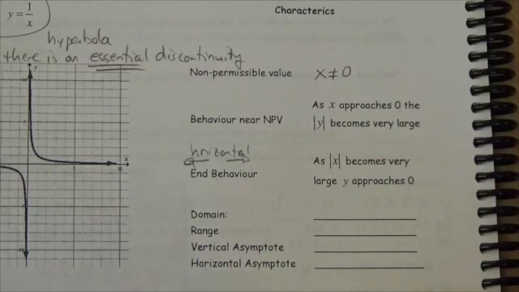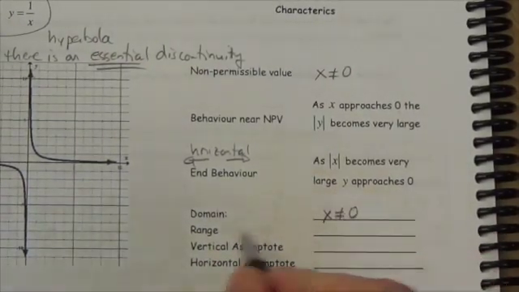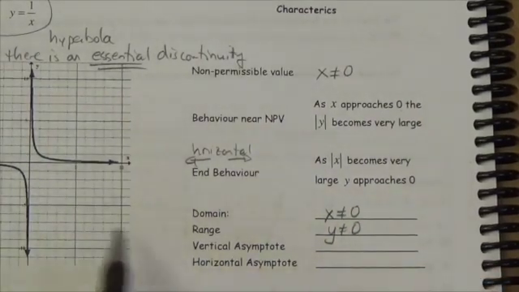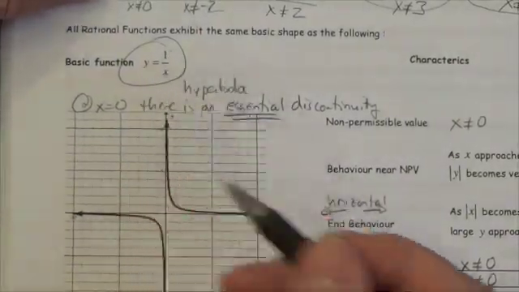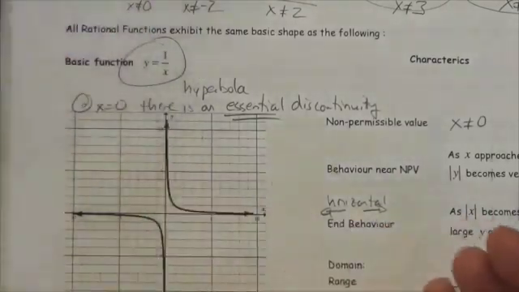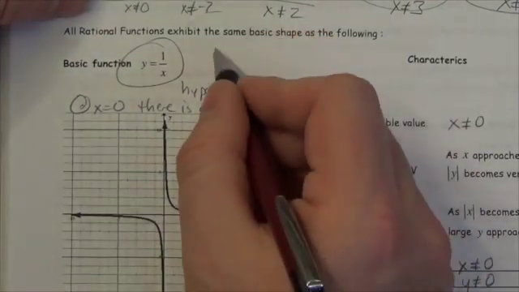Okay? So my domain here is going to be that x cannot be equal to 0. My range is going to be that y can't equal 0. Now that might not be obvious here, but just think about it. Okay, when we're looking at 1 over x, is there any value that I can plug in for x that will cause this thing to equal 0? No. No, it doesn't.